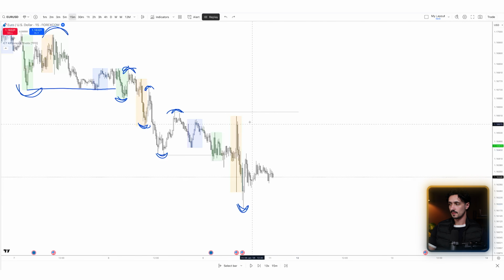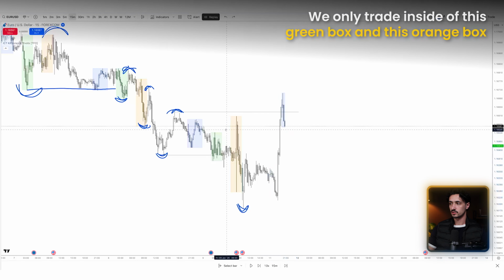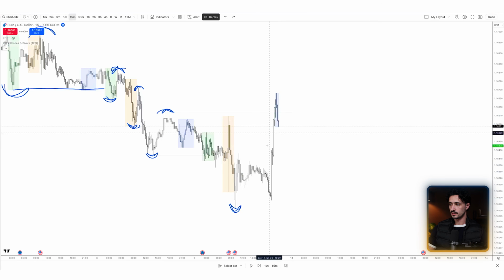So if you were trying to trade on this specific day, yes, you would be looking for shorts, and yes, you would have been wrong. However, fortunately for us, this is outside of our trading window. We only trade inside of this green box and this orange box, right? Keep that noted. So price does this.